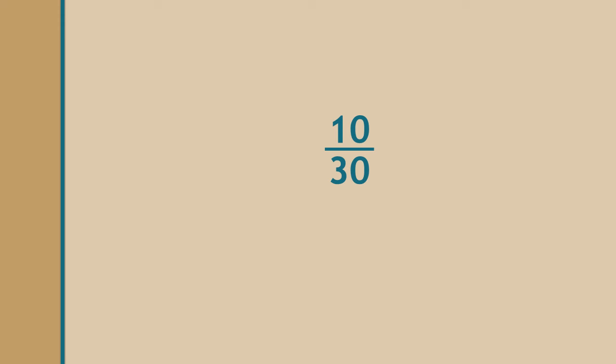Now here's another example. We have 10/30. 10/30 is not written in its lowest terms, and so we want to figure out how to write it in its lowest terms. So we're going to start by dividing by 2. That's an easy thing. We know that 2 is a common factor of both 10 and 30. And when we divide 10/30 by 2, we get 5/15.